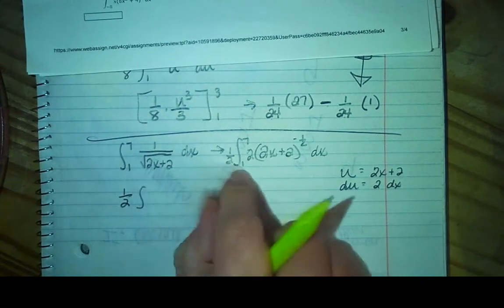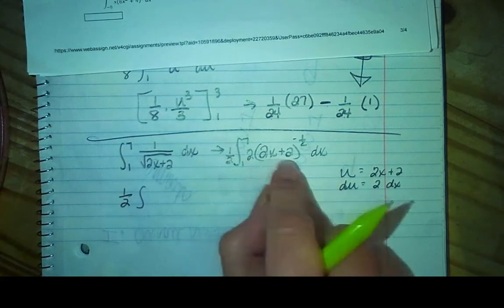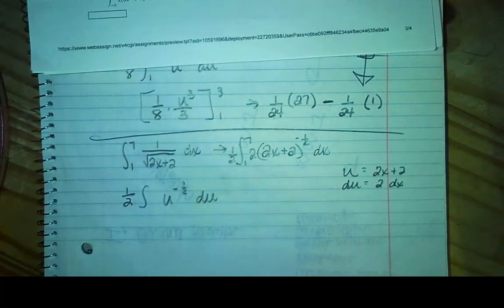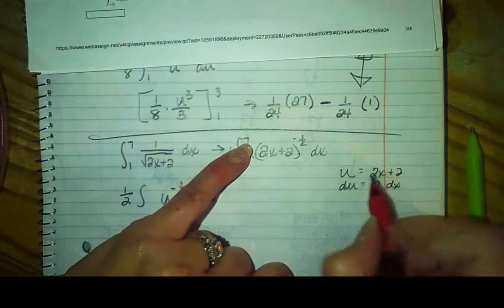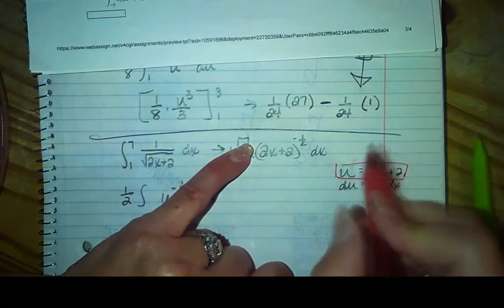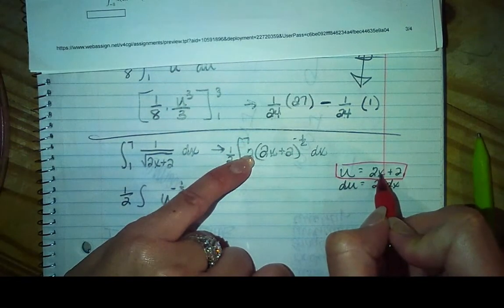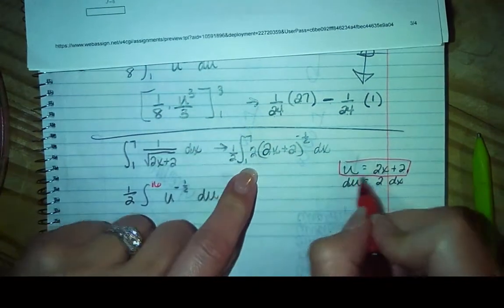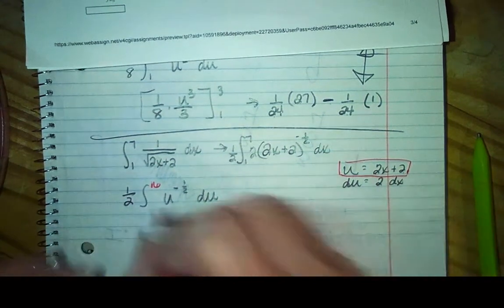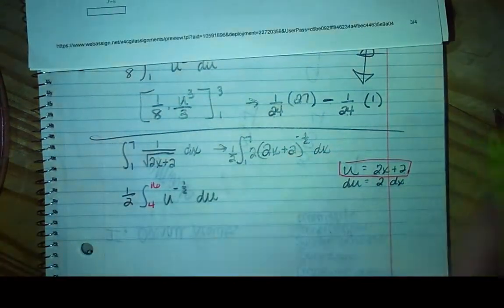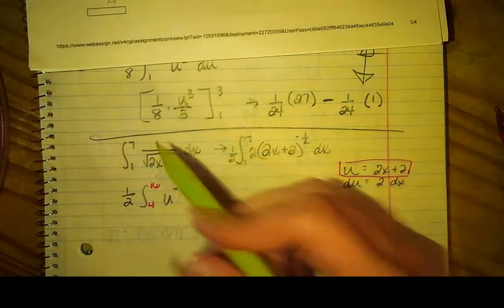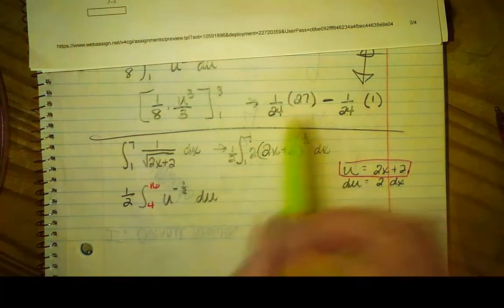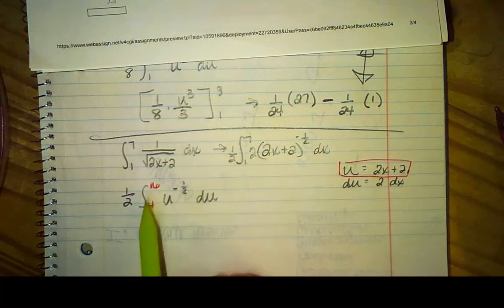Okay? So I've got a 1/2 times the integral, and I'm not going to write 1 to 7 because I'm fixing to change them, of u to the negative 1/2 du. Now, put your upper limit of integration into your u equals. So 2 times 7 is 14, plus 2 is 16. Okay? 1 times 2 is 2, plus 2 is 4. So instead of having to back substitute, since we have a definite integral, I can just stay in u world and complete everything in there, but only if I substitute my limits of integration and change them too.